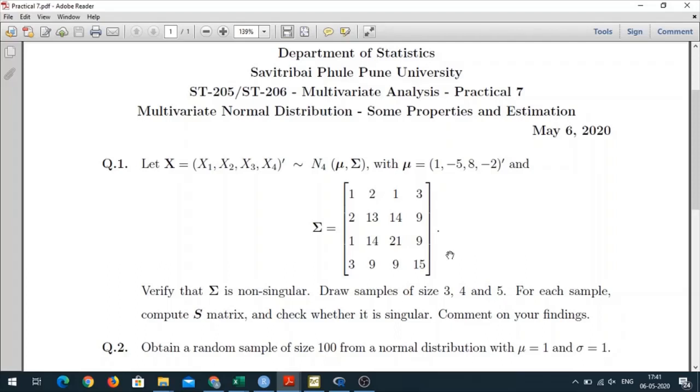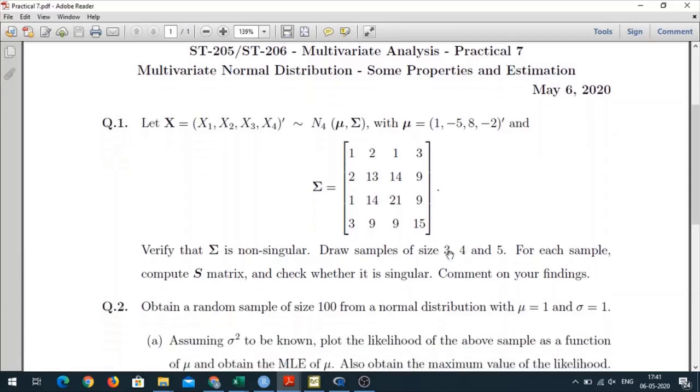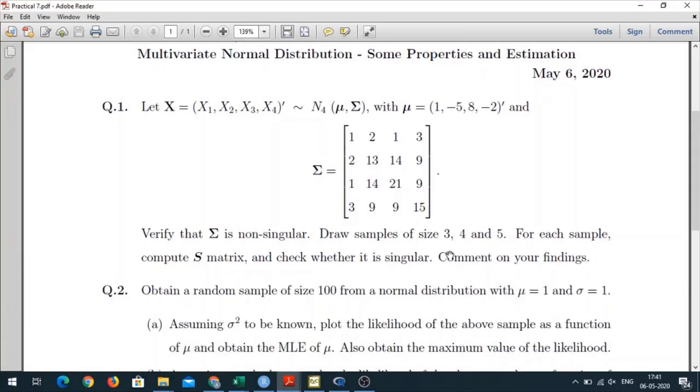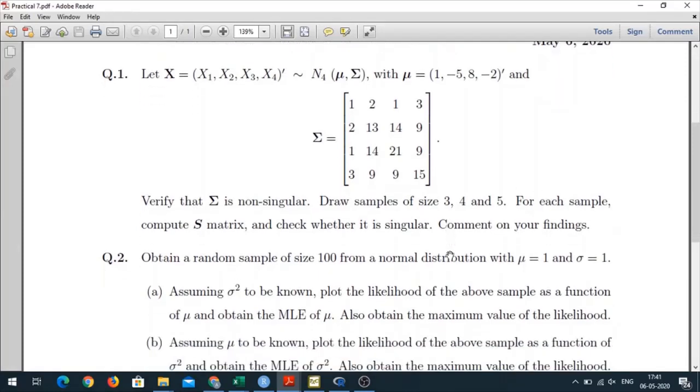Hello everyone. Today we will see some properties of multivariate normal distribution through our practical. So let me first start with a four-variate normal distribution. If you remember, we have already learnt how to draw a sample from multivariate normal distribution in the last practical. We are going to use that here and build on that to prove some more properties.